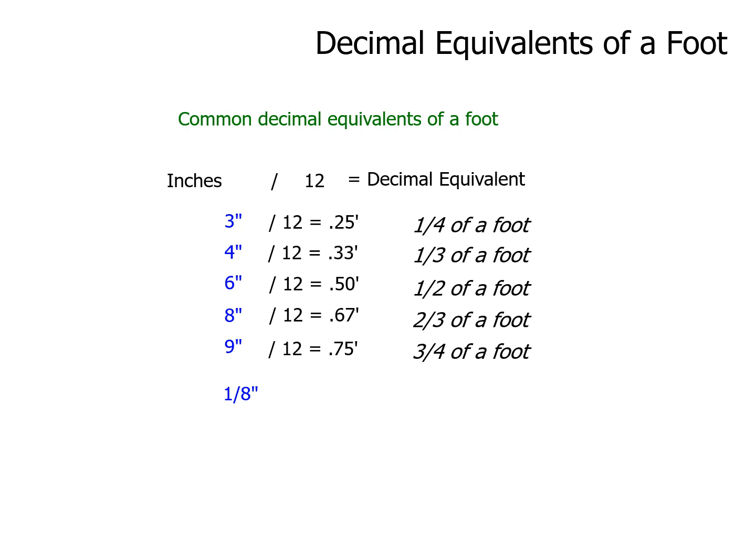4 inches divided by 12 is 0.33 feet. That's 1/3 of a foot. If you think about it, it is. 6 inches divided by 12 is 0.5 feet, ½ a foot. And 8 inches divided by 12 is 0.67 feet. That's 2/3 of a foot. And 9 inches divided by 12 is 0.75, which is 3/4 of a foot.